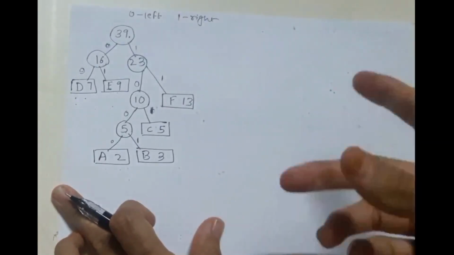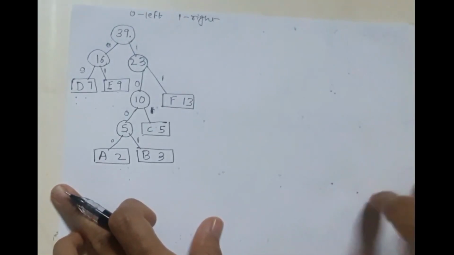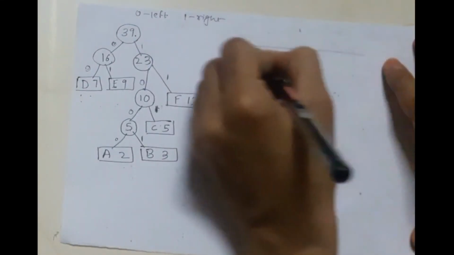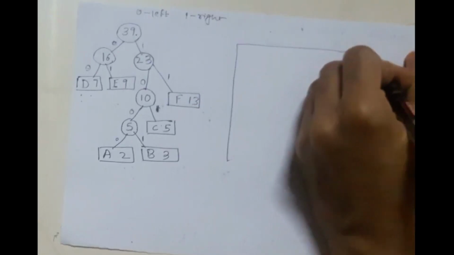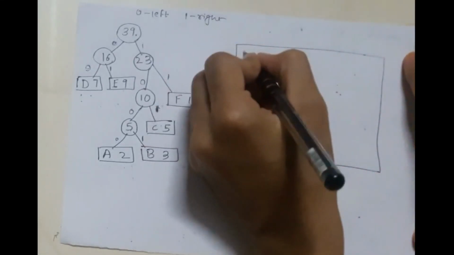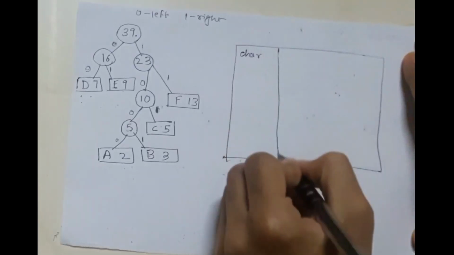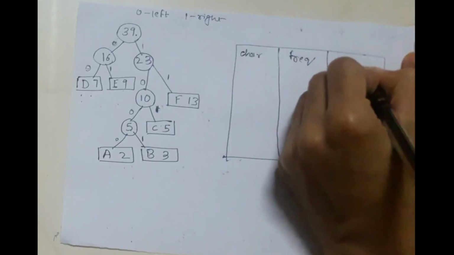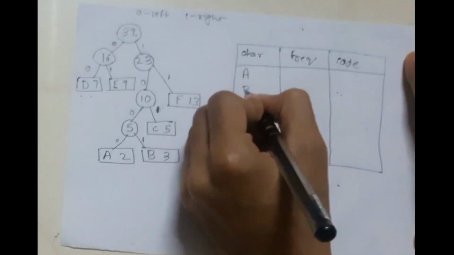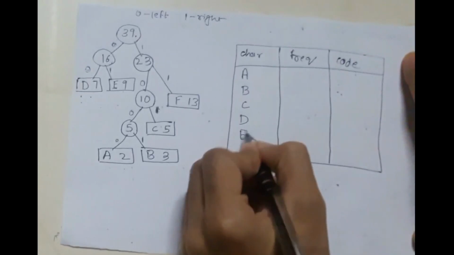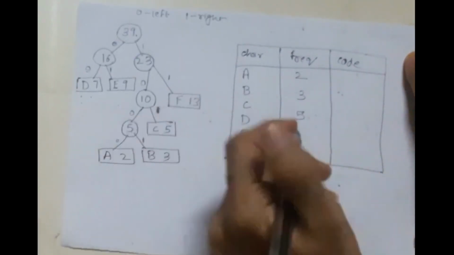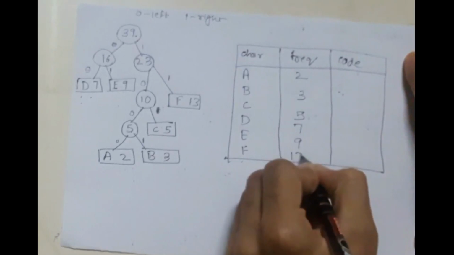After assigning this, we'll find the Huffman coding for each character. So I'll create one table here, and I'll write the code and everything in that table: character, frequency and code. Frequency of A is 2, B is 3, C is 5, D is 7, E is 9, F is 13.